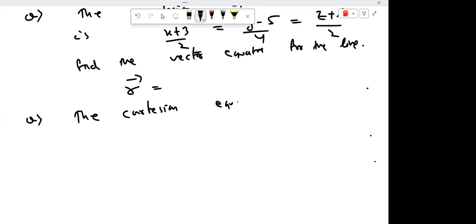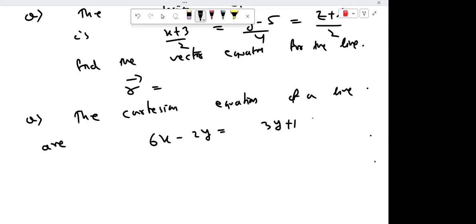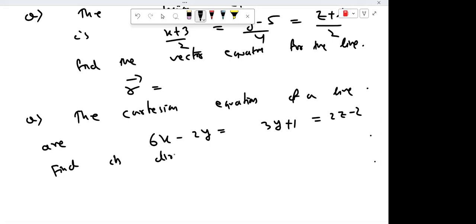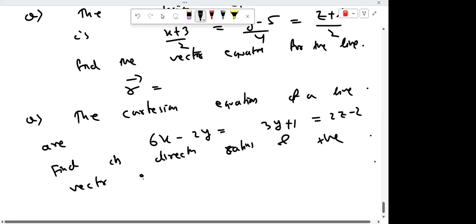The Cartesian equation of a line is 6x minus 2y equals 3y plus 1 equals 2z minus 2. Find its direction ratios and the vector equation. Okay.